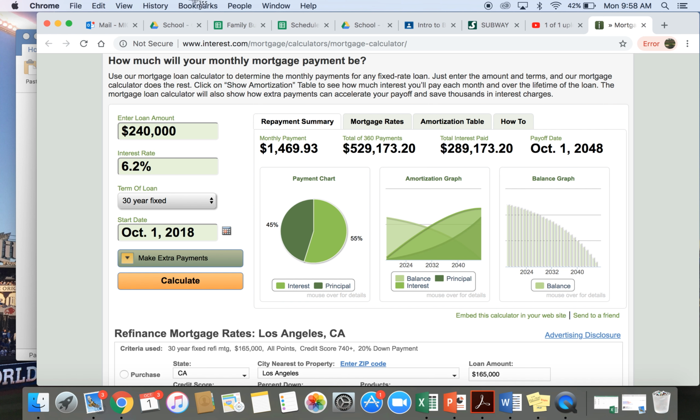Okay, so again, screenshot. We're going to take a screenshot of this. $289,000. So my house costs $240,000, and I'm going to end up paying $289,000 in interest. So I'm going to pay more in interest than I originally bought the house for over the 30 years. That's what's crazy. That's the amount of interest that you're going to pay with extended amounts of time. This is over 30 years, right?